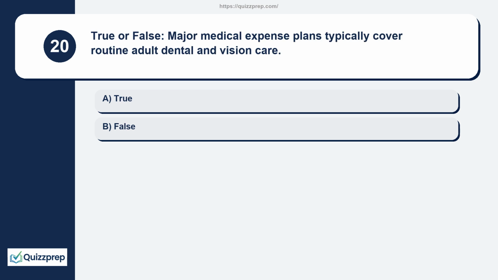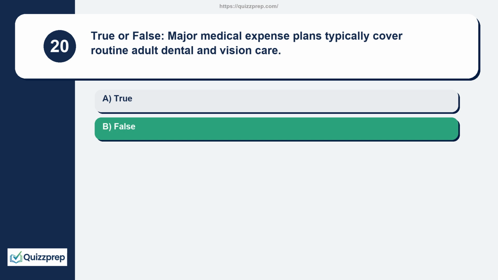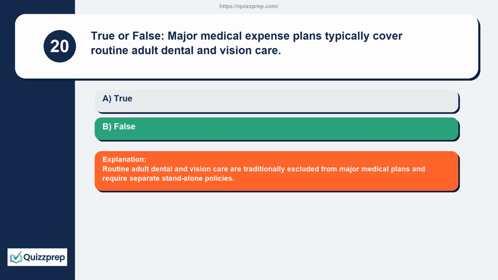Question 20. True or false, major medical expense plans typically cover routine adult dental and vision care. True. False. Routine adult dental and vision care are traditionally excluded from major medical plans and require separate standalone policies.